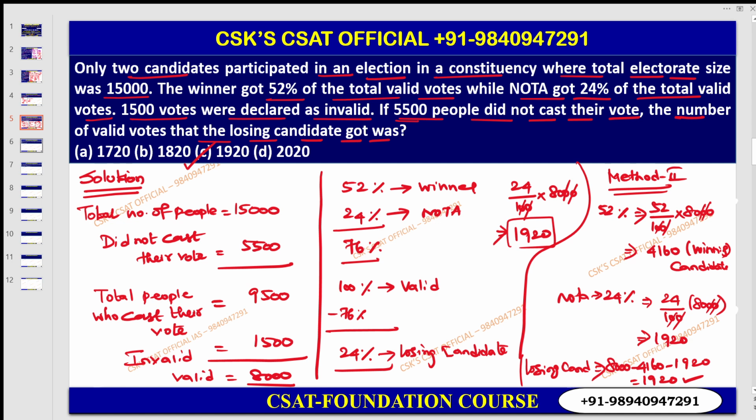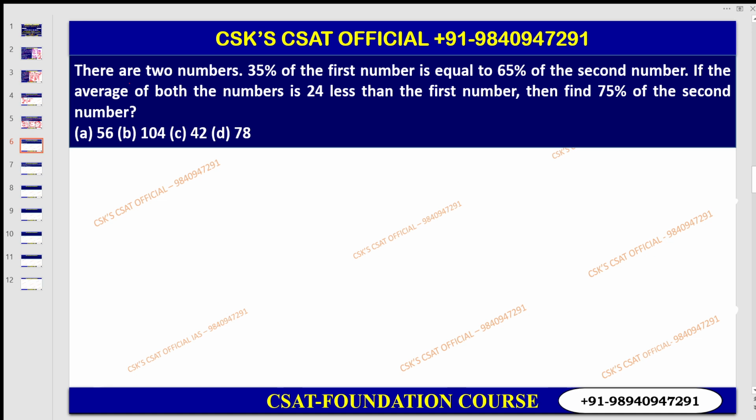Next, there are two numbers. 35% of the first number is equal to 65% of the second number. If the average of both the numbers here is 24 less than the first number, then find 75% of the second number. Yes, this kind of simple calculation is there in the UPSC. One simple example here is 2024. If you are taking it, this kind of simple questions are there. Picking up those questions is very important.